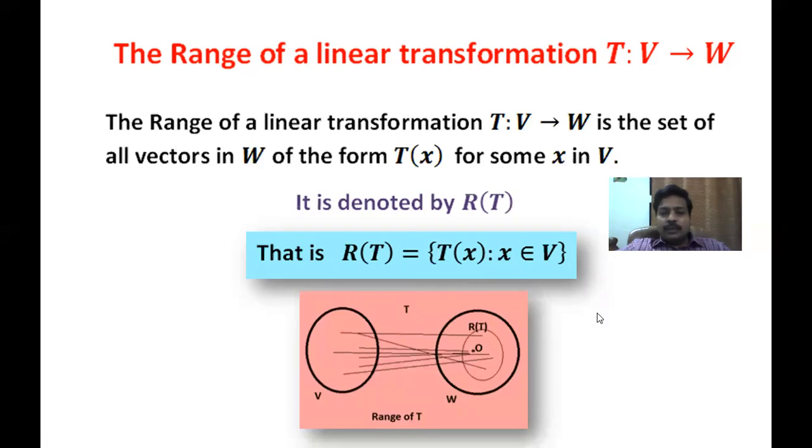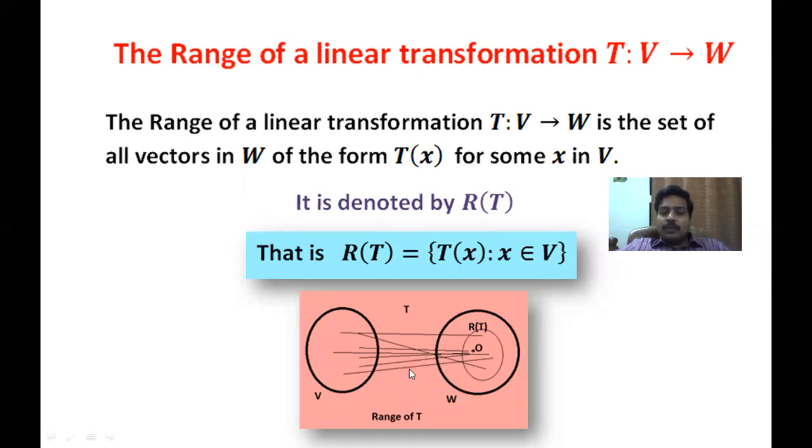So its diagram will be like this. These are all vectors in V. T is a mapping from V to W. So range of T is a collection of all such vectors which are images of vectors from V. There may be some more vectors in W which are not images of vectors from V. Those will not be a part of range of T. So range of T is the collection of all vectors of W which are mapped from V.